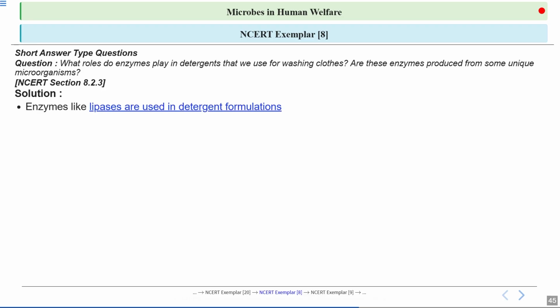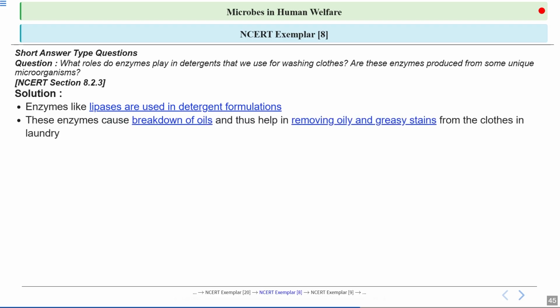Enzymes like lipases are used in detergent formulation. Now you can see these enzymes cause breakdown of the oils, which helps remove oil and grease stains from the clothes. Clear? So they help in removing oily and greasy stains from the clothes in the laundry. These enzymes are obtained from specific microorganisms such as Candida lipolytica and Geotrichum candidum.